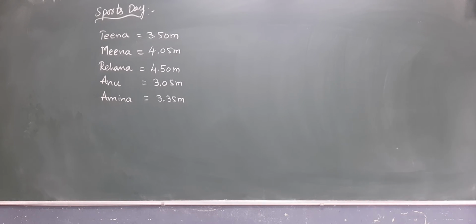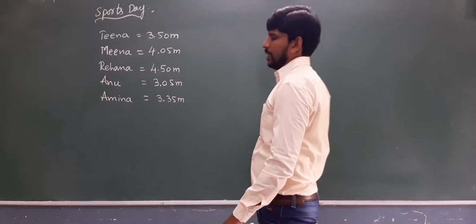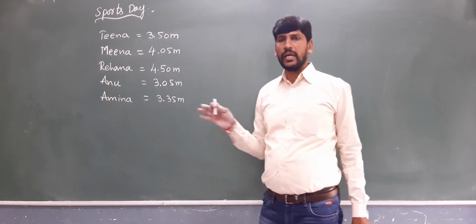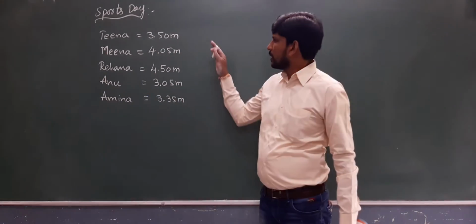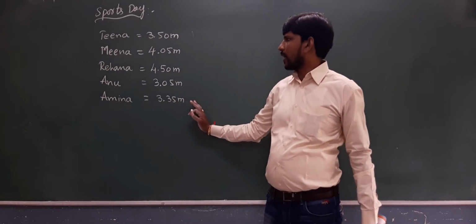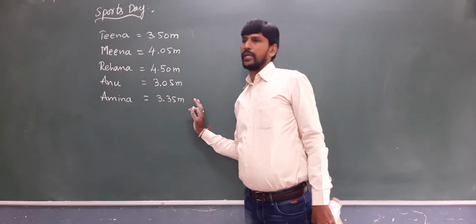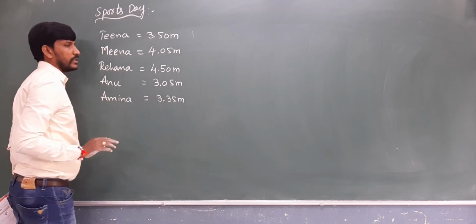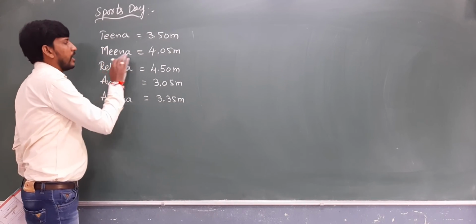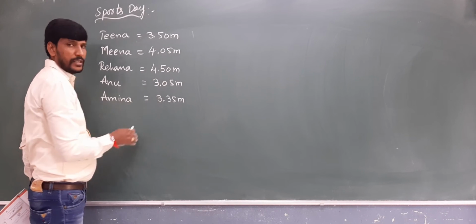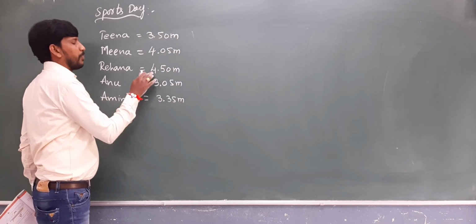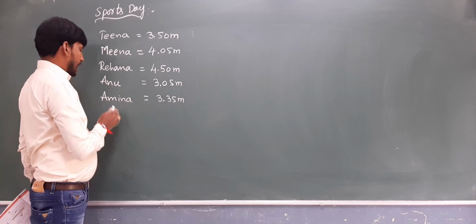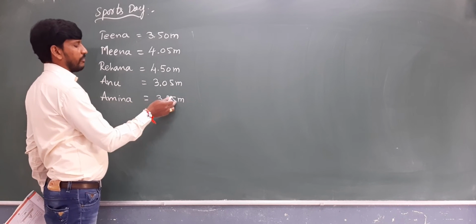Now, children, look at the board, everyone. Sports day. On sports day, they conducted a long jump competition between the girls. Here the first 5 girls are there. Those are the first 5 who jumped. See, Tina jumped 3.50 meters. Okay, Veena 4.05 meters, Rehana 4.50 meters, Anu 3.05 meters, and Amina 3.35 meters.